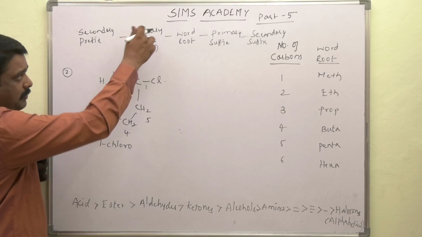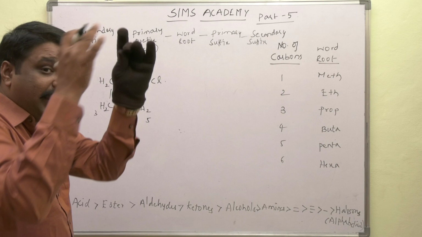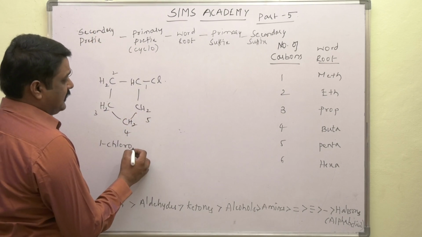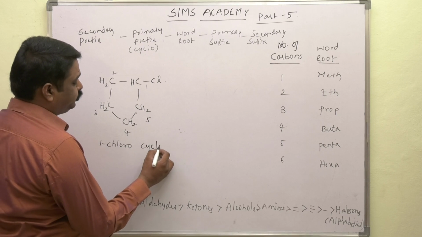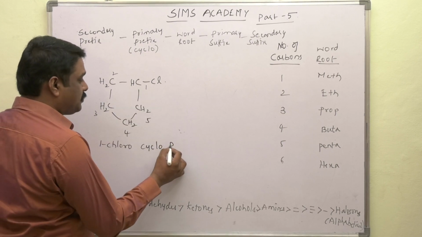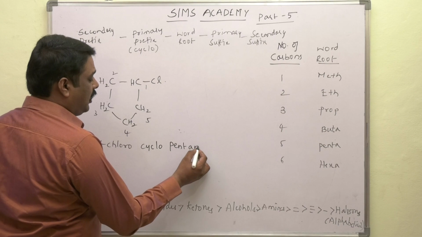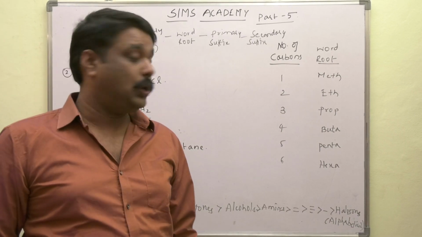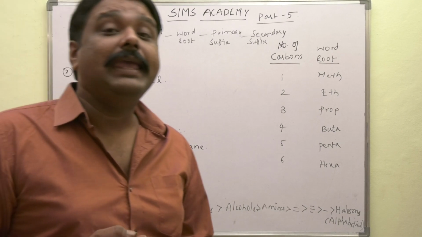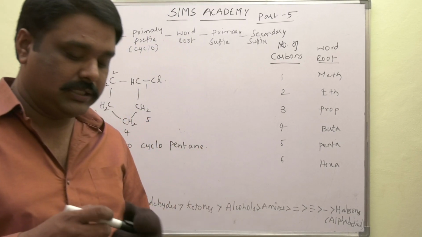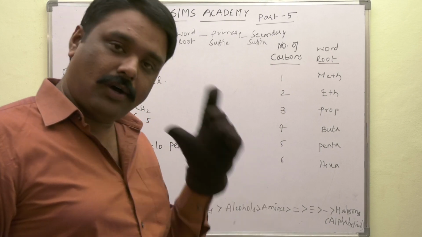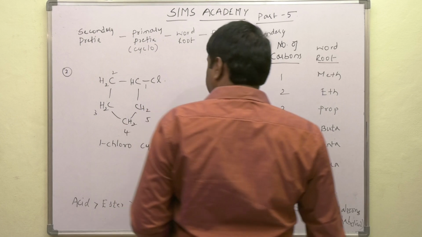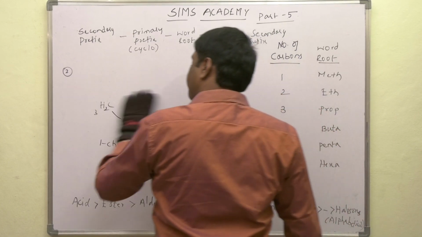Do we have any primary prefix? Yes, it is a cyclic compound, hence we mention it as cyclo, 5 carbon atoms, pent, all are single bonds. Hence, 1-chlorocyclopentane, because alkanes, all are single bonds. Okay, let us go with another example.